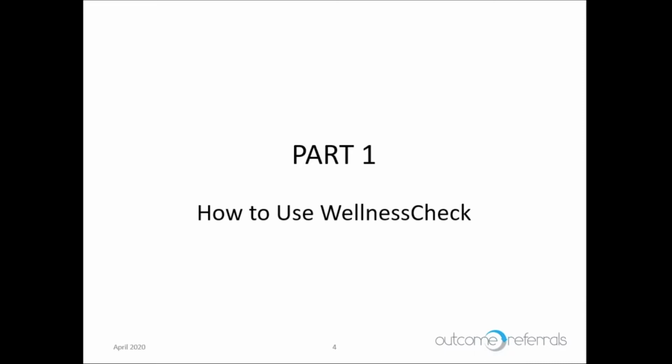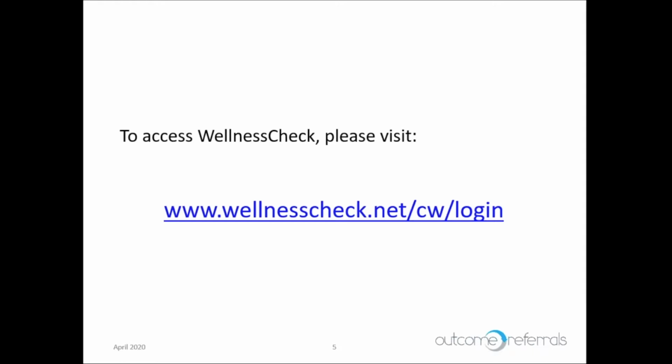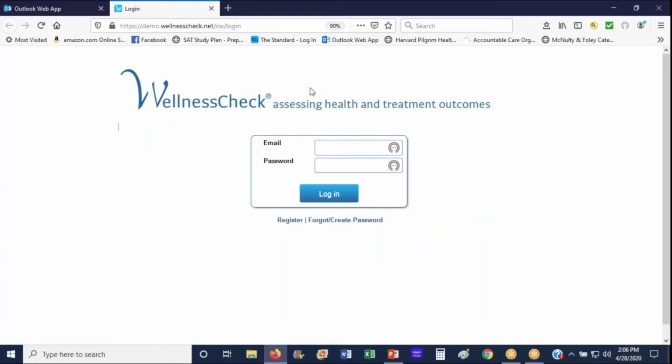So this is the starting of part one, how to use WellnessCheck. To access WellnessCheck, you'll want to visit www.wellnesscheck.net/CW/login. You can do this at your leisure. Now I'll go to my browser. When you do log into WellnessCheck, it brings you immediately to the WellnessCheck login screen.